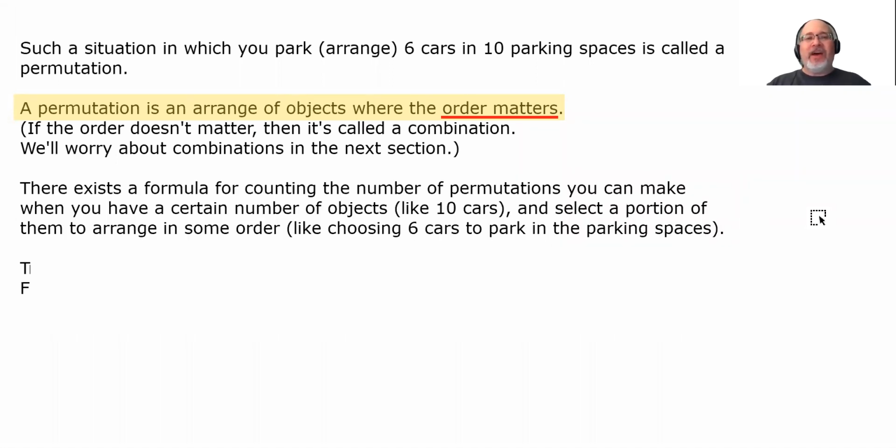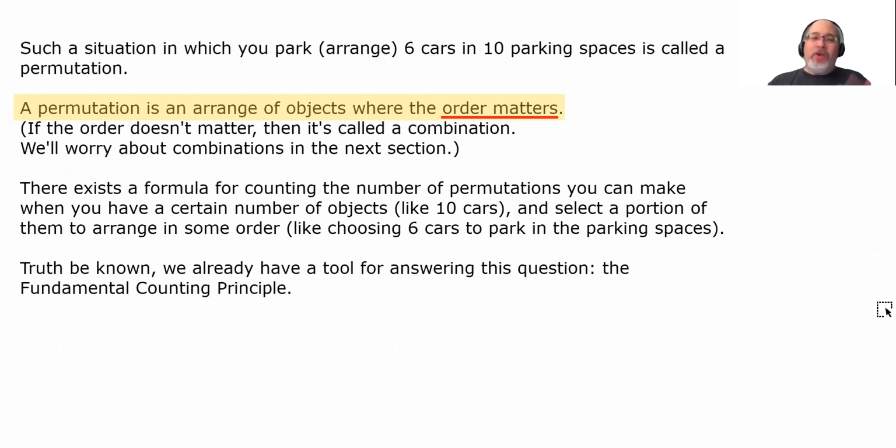So a permutation is an arrangement of objects where the order matters. There exists a formula for counting the number of permutations you can make when you have a certain number of objects, like 10 cars, and you select a portion of them to arrange in some order, like choosing 6 cars to park in parking spaces. But truth be known, we already have a tool for answering this question, the fundamental counting principle. We're going to use it to answer this question, but then try to derive a formula for counting the number of permutations when you have a certain number of objects. We'll start with distinct objects, and you want to choose some of them to put in some particular order.